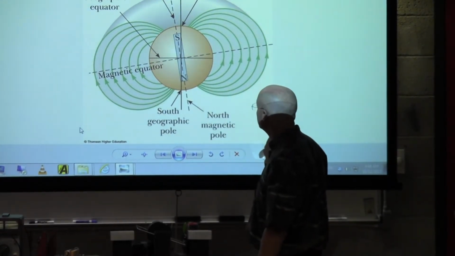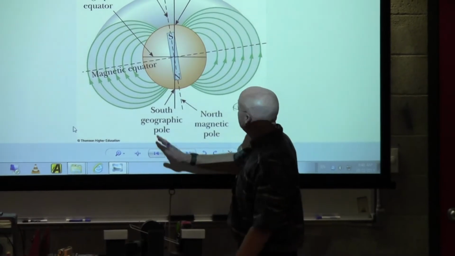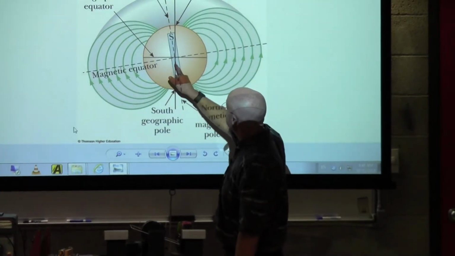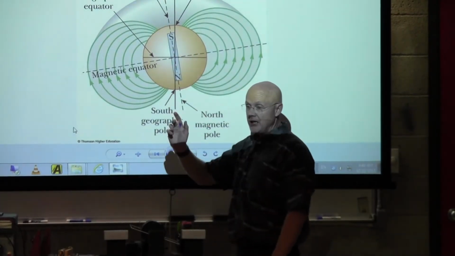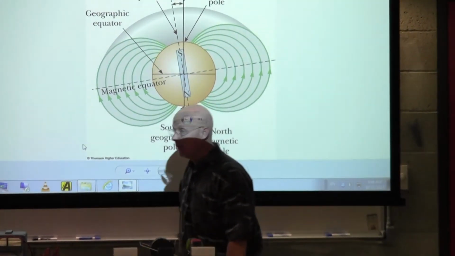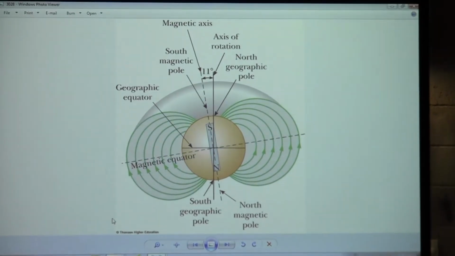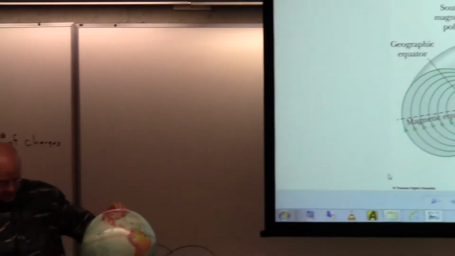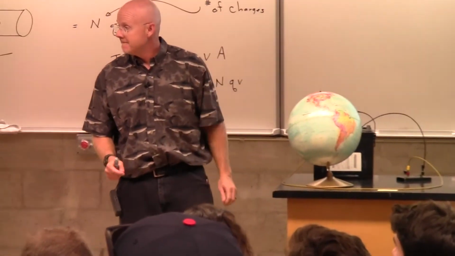And so you'd have some issues there. Another thing to point out is notice that the magnet that's in the Earth is not directly in line with the rotation of the Earth. And the reason I brought this globe out was to kind of show you that. Yeah. The magnetic equator, is it going into or out to?